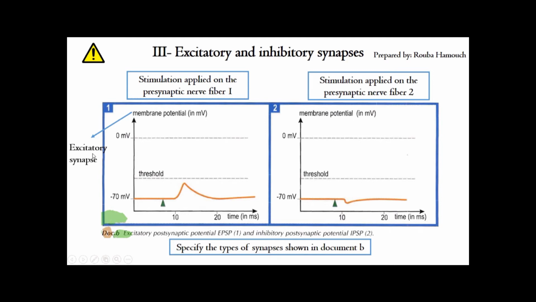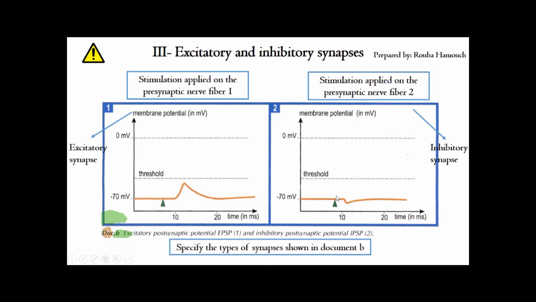It allows the transmission of the nervous message. However, upon the stimulation of the presynaptic nerve fiber 2, the motor neuron responds with a hyperpolarization from -70 mV to a certain value here. And this hyperpolarization never reaches the threshold. It cannot reach the threshold. So in this case, the synapse will be inhibitory. It doesn't allow the creation of an action potential. Thus, there is no nervous influx.